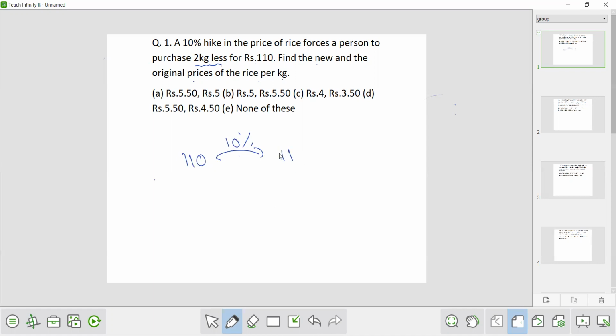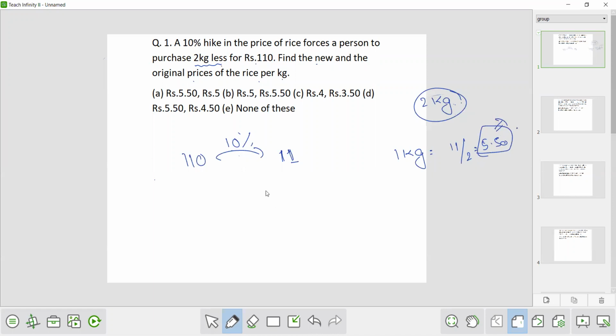Now due to the hike, the person is unable to purchase 2 kg. It means the person is now purchasing 2 kg less. So what is the price of rice per kg? For 2 kg, a person has to pay 11 rupees more. So for 1 kg, the price is 11 by 2, that is 5.50.